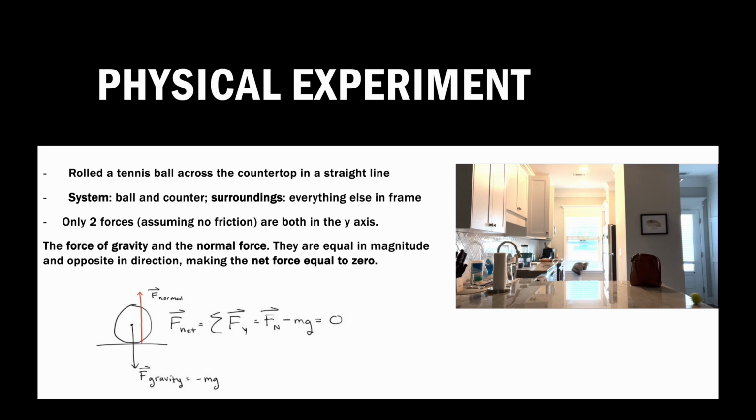and the surroundings is everything else in frame. The only forces acting on the ball, assuming there's no friction, are both in the vertical axis, the y-axis. It is the force of gravity and the normal force. Knowing that these forces are both equal in magnitude and opposite in direction, the summation of these forces is 0, meaning that the net force is 0.